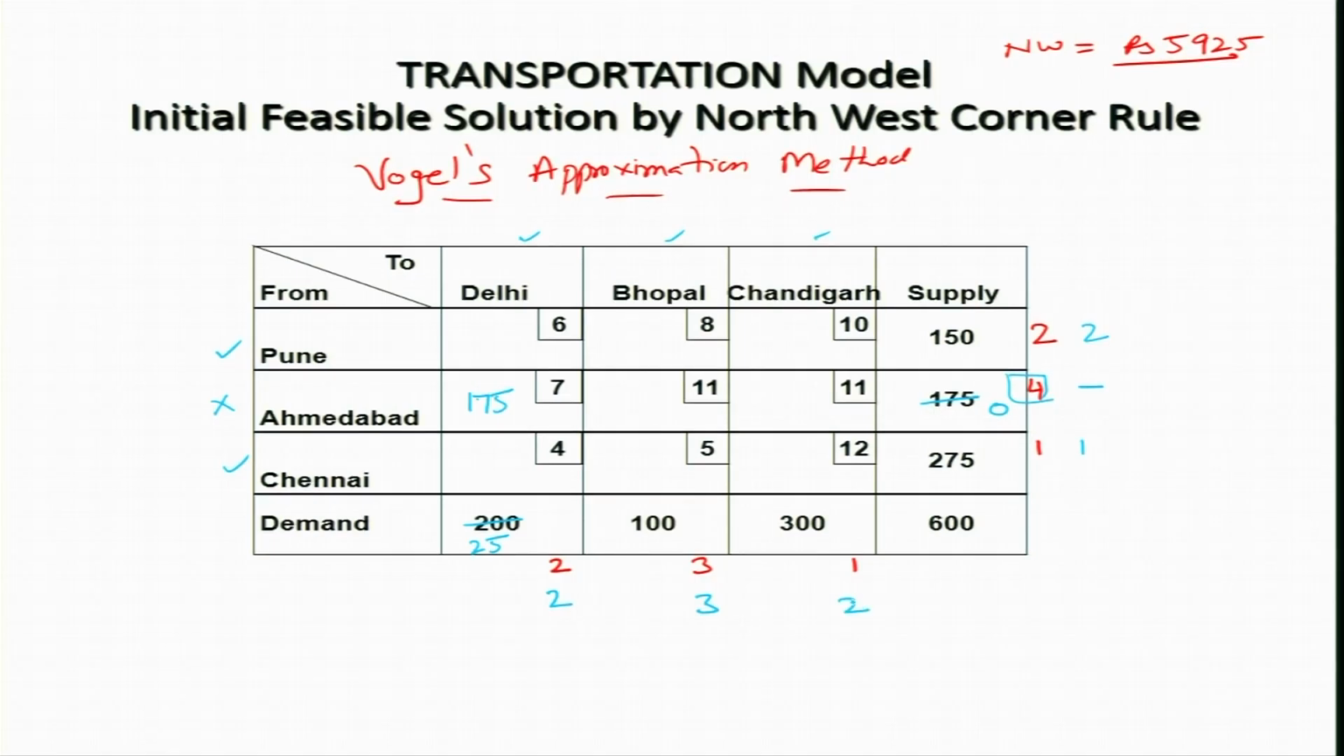So, going by this, the highest number here is 3. So, I must transfer some material through this node. How much quantity can I transfer from Chennai to Bhopal? 100 and 250, the minimum of the two, that is 100 units I can transport from Chennai to Bhopal.